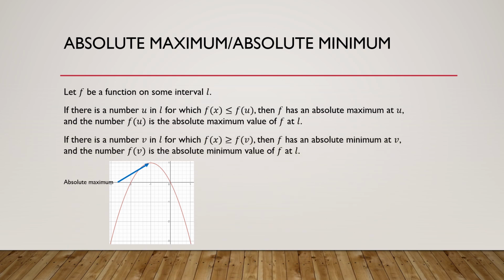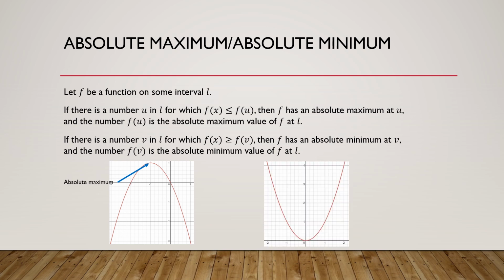If there is a number v in L for which f of x is greater than or equal to f of v, then f has an absolute minimum at v, and the number f of v is the absolute minimum value of f at L. This graph depicts an absolute minimum.